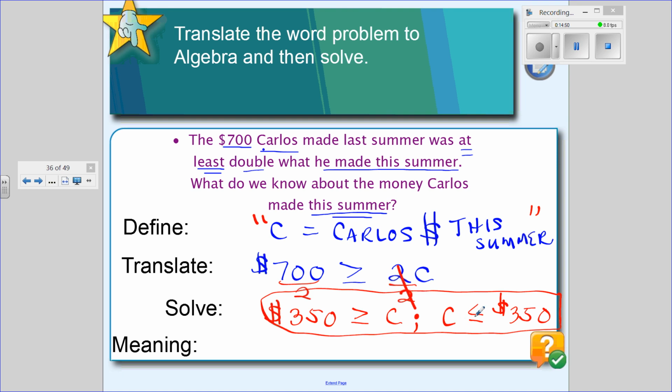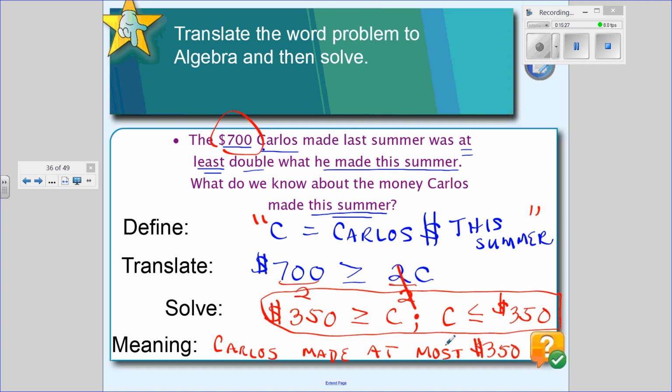If C is less than or equal to $350, that means Carlos made not at least this time, but at most 350 this summer, or has made. I'm not exactly sure what the timeline here is. Carlos has made at most $350. So Carlos, you got to get working, get on your grind there, Carlos. You're not quite at your 700 mark that you had last summer. Carlos made at most $350.